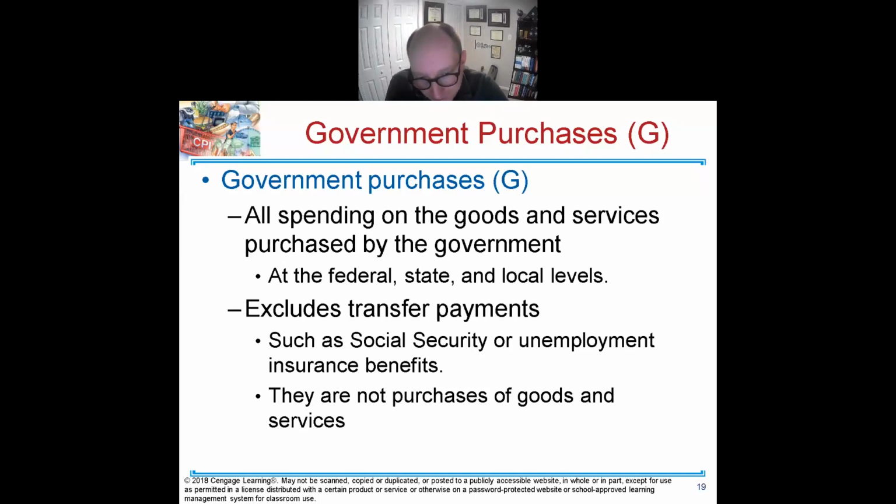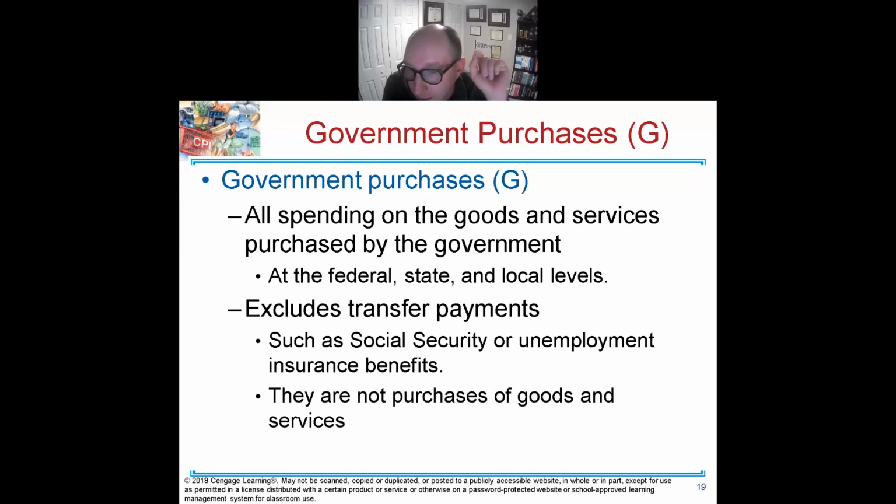This excludes transfer payments. Transfer payments are not included in government purchases. Things like Social Security or unemployment insurance benefits. I want you to understand something. And again, for those of you who took accounting with me, you already know this. Social Security, the government doesn't pay for that. You do. That comes out of your paycheck. And your employer also pays for the Social Security. The government has nothing to do with it. They're just the custodians of that savings account called Social Security.